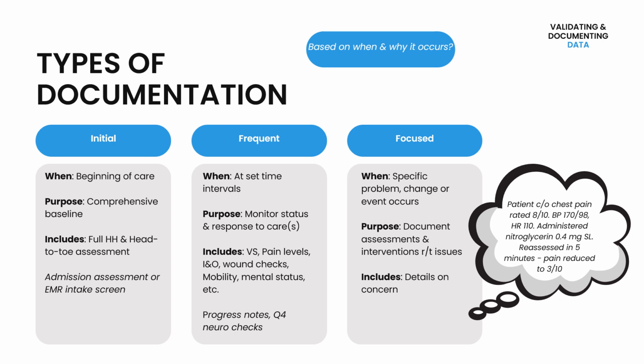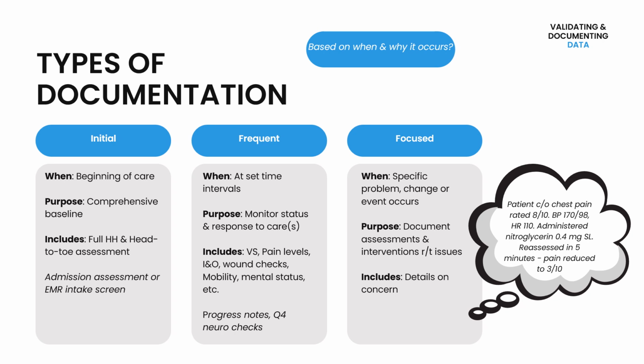So what types of documentation are there based on when and why it occurs? So we have initial. The initial documentation happens at the beginning of your care. It provides a comprehensive baseline. It includes a full head-to-toe assessment and a full health history. So think when they're admitted to the hospital, and we have to go through a whole intake screen and ask all the questions. This is where we're going to do a lot of heavy documentation.